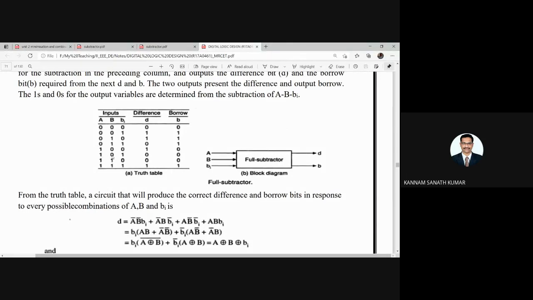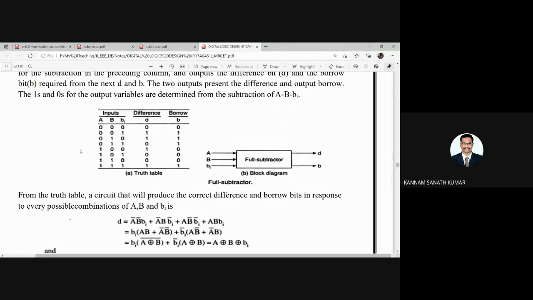And 1 minus 0 is 1, the difference is 1, borrow is 0, and 1 minus 1 is difference 0 and borrow 0. 1 minus 1 is 0, difference is 0 and borrow is 0. Again 0 minus 0 is difference 0 and borrow 0. If you see the last case, 1 minus 1 is 0. So we are getting the difference 0 and borrow is 0. Again, if you make the result, my result difference is 0. 0 minus 1 is how much? The difference is 1 and the borrow is 1.